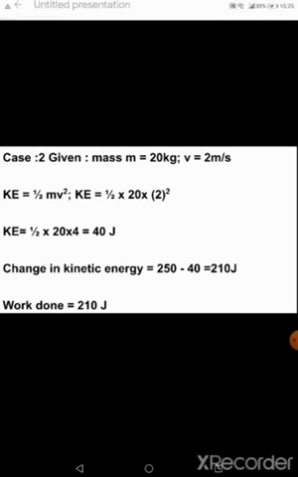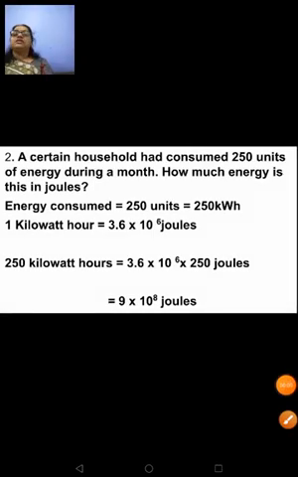Okay, now next question. A household had consumed 250 units of energy during a month. How much energy is this in joules? So they want you to represent the energy that is consumed, which is shown in terms of units, in terms of joules.